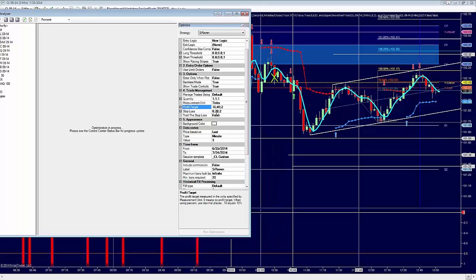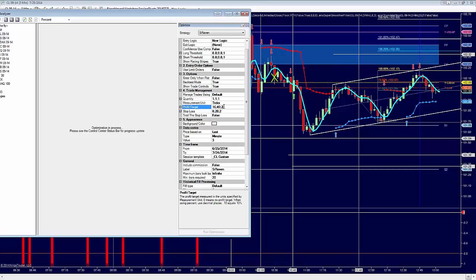So what this is doing is it's allowing us to find the best combination. So it's optimizing for profit target and stop loss. Our lowest profit target we'll take is 16 ticks. Our highest profit target we're testing for is 40 ticks. And we'll test at 2-tick intervals. So we'll test 16 ticks, 18 ticks, 20 ticks, 22, 24, 26, 28, 30, up to 40.